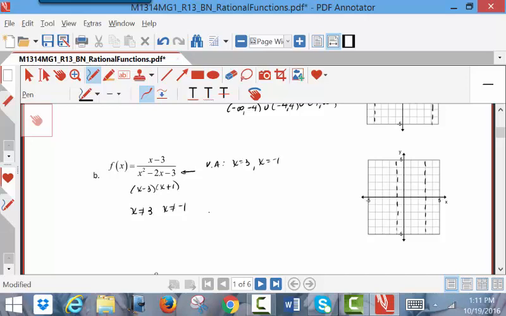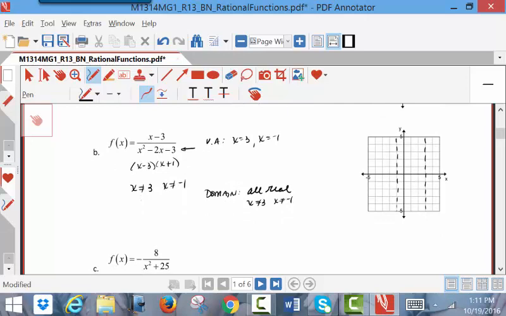And then kind of off to the side, they ask this question, what is the domain of this function? Well, it's all real numbers, but you better take out the 3 and you better take out the negative 1, because those are the two values that make it undefined, which also create vertical asymptotes. And so this would be negative infinity to negative 1, negative 1 to 3, and 3 to infinity. That would be the domain of this rational function.